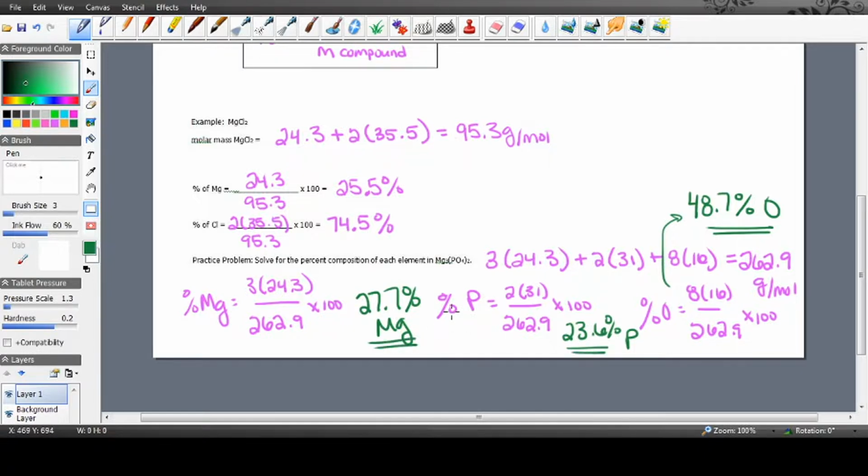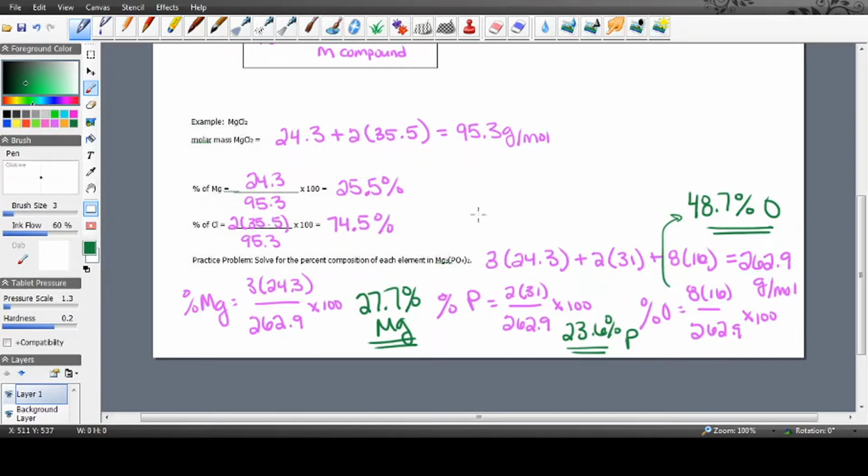Let's add all those up and make sure we get close to 100. Just a good way to double check to make sure we didn't do anything goofy here. And we get 100%. Perfect. So those are super easy and simple calculations, right? Percent composition is the mass of the element over the mass of the entire compound.